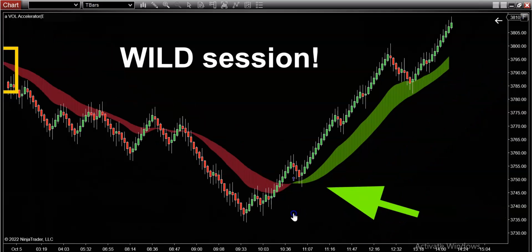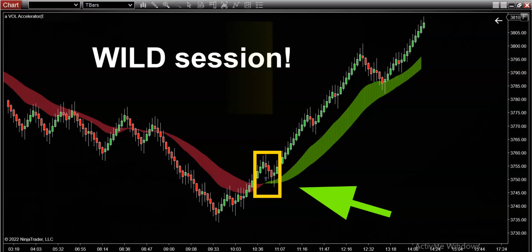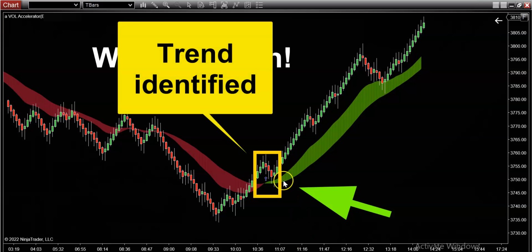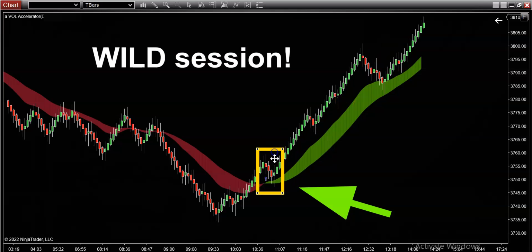And of course, on the flip side, whenever you see this color band change, when you see the volume indicator change from red into green, like it did at this exact moment right here, this is your potential clue that higher prices might be around the corner, and you've got to prepare accordingly.